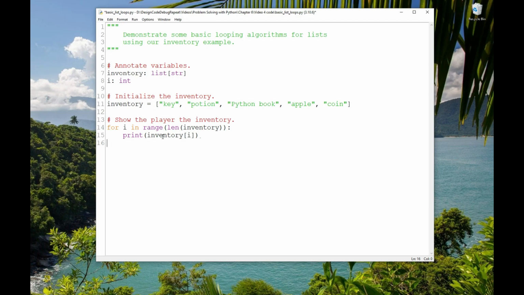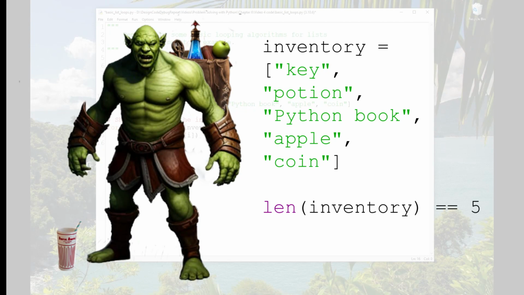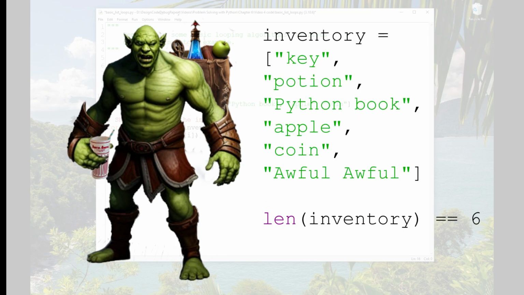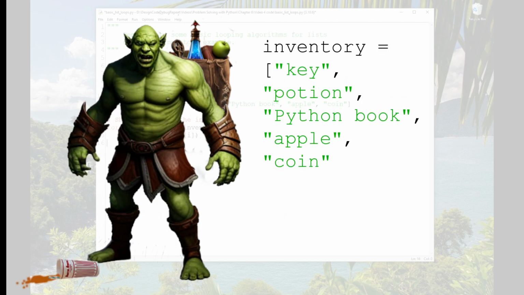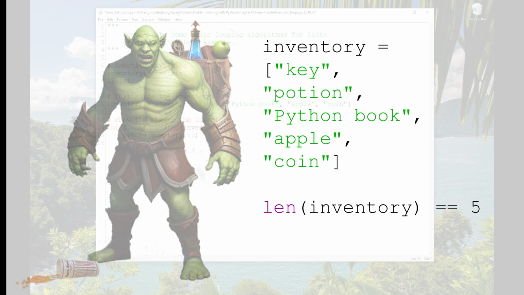1. We can write that as simply range 5 because 0 is the default start and 1 is the default step. But we don't want to hardcode the 5, or use a literal 5 in other words, because we want to write code that will work for any length list. If we add to the inventory by picking up an item, or remove from it by dropping, using, or losing an item, we'll still want our printing code to work.